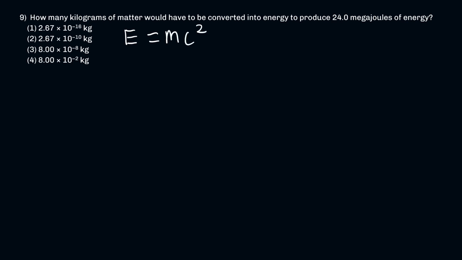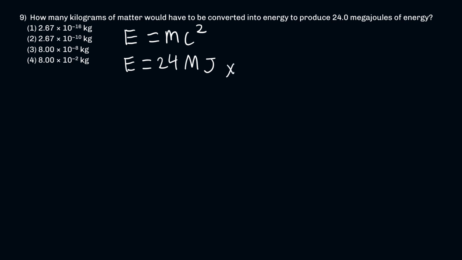All right, so my energy here, it's going to be 24 megajoules. That is big MJ. Obviously, we know that C is going to be 3 times 10 to the 8th meters per second. That is on the front page of the reference table. But I'm not going to write that down quite yet because I want to make my conversion. So how do I go from megajoules into joules?